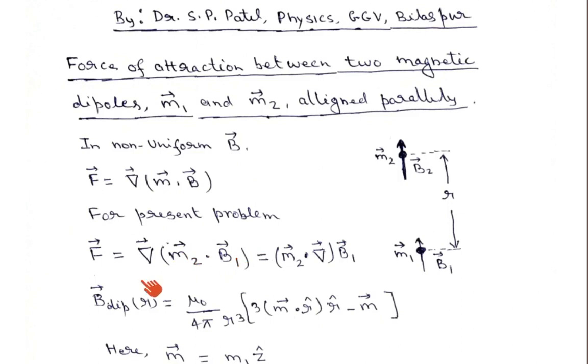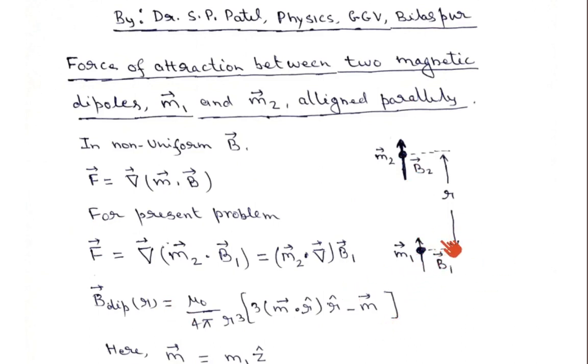Or this formula can also be modified, the del operator in bracket m dot B, can also be written as m2 dot del into B1. In my derivation lecture of force you can see the detail. That can be written as m2 vector dot product with del operator outside of the bracket, acting on B1 vector. Now in order to find out the force of attraction between these two dipoles, we have to find out the value of B1.